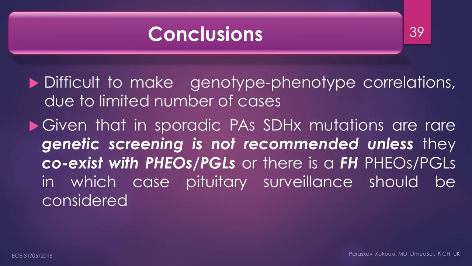So given that in sporadic pituitary adenoma, succinate dehydrogenase mutations are rare, genetic screening is not recommended unless they coexist with pheochromocytomas or paragangliomas, or there is a family history of pheochromocytomas or paragangliomas, in which case pituitary surveillance should be considered.